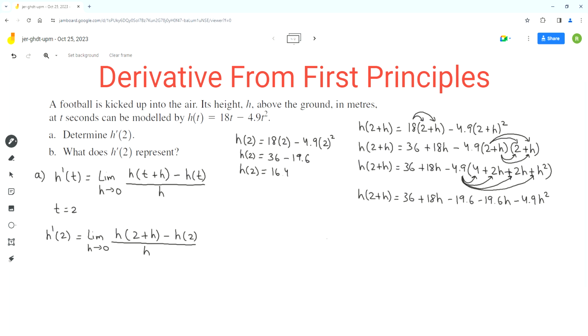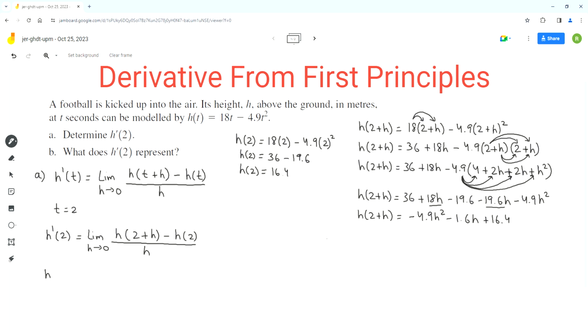Now we can combine like terms. We should start by writing the terms with the highest exponent on the variable, so negative 4.9h squared. Then we combine the h terms, so I get negative 1.6h. And then we combine the number terms: 36 minus 19.6 equals 16.4. So this is the expression for h(2 + h) we should use in this derivative formula.